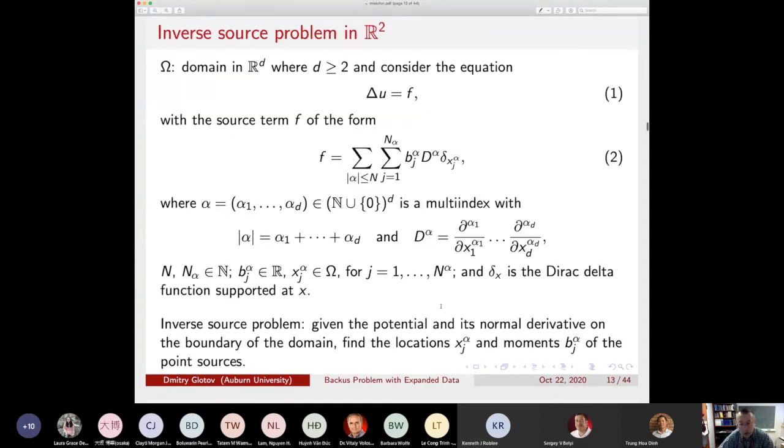And so another advantage of looking at this expanded data is the connection to the inverse source problem. This is the problem where we look at what we can call the Poisson equation, the non-homogeneous Laplace equation. And we look at it with the special right-hand side, which is the sum of essentially the derivatives of the fundamental solution. This is what we refer to as the sources.